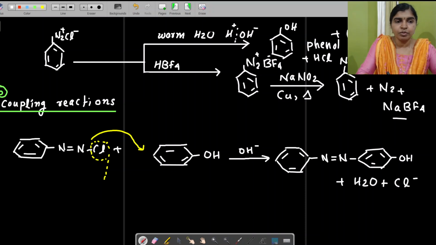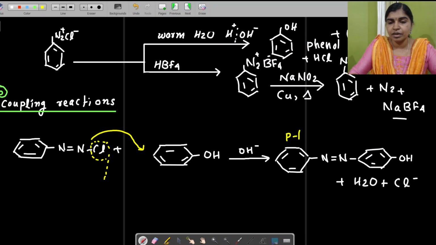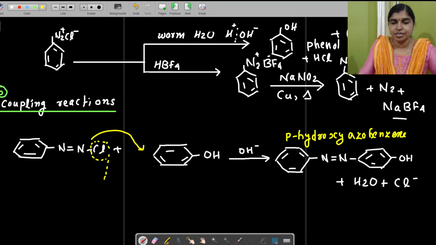Okay, what is the name of the product obtained here? Here this is para position. At in para position the OH is present, so this compound is para hydroxy azobenzene. What is the name of the product? This is para hydroxy azobenzene.